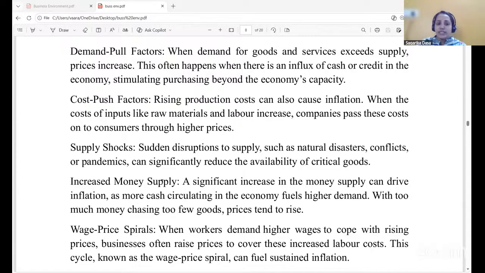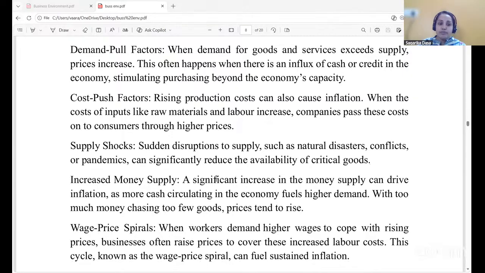Then increased money supply. A significant increase in the money supply can drive inflation, as more cash circulating in the economy fuels higher demand. If cash is circulating within the economy at a very high level, people don't spend the money carefully. They will spend the money in a lavish way. Hence, that leads to inflation, an increase in the prices of goods and services. So that is because of the increased money supply.